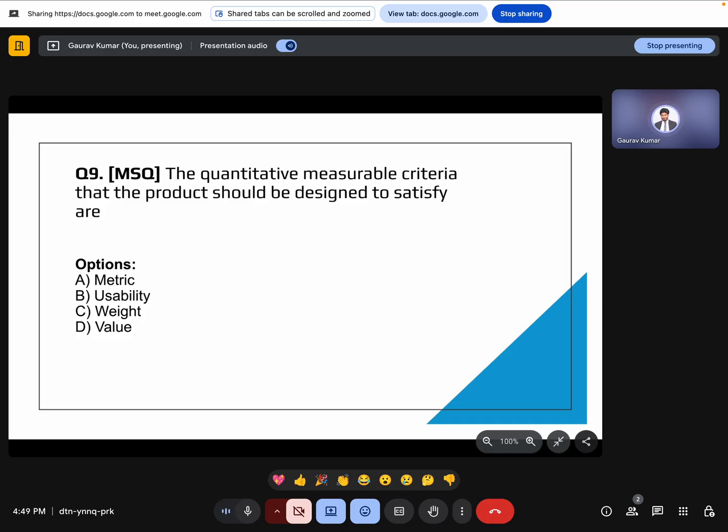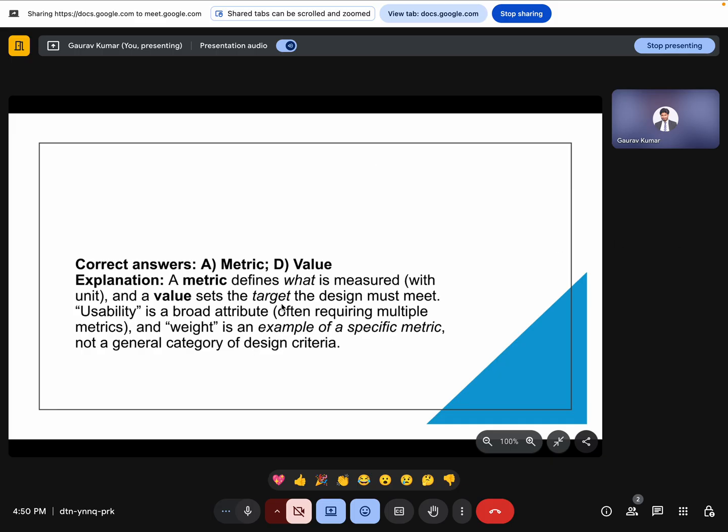The other options are incorrect because usability is a broader quality attribute, not a single measurable metric. Weight is only an example of one metric, not the general definition. So these are the explanation parts. You may go through this.